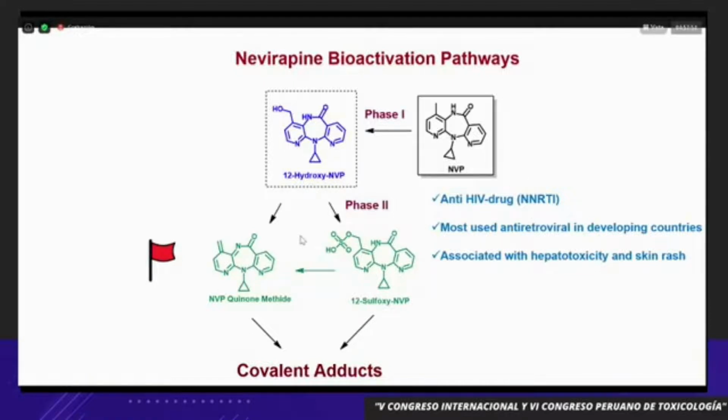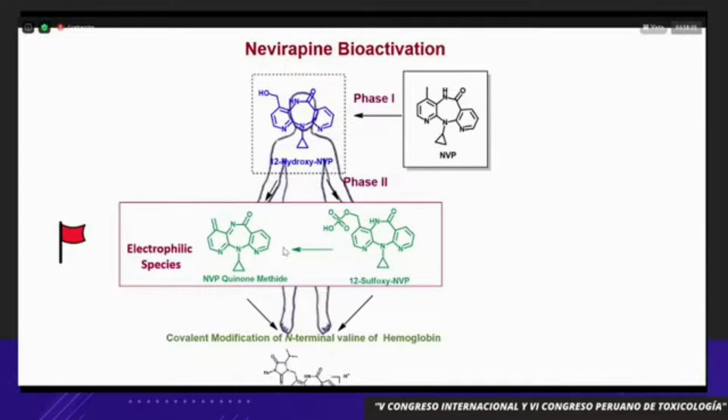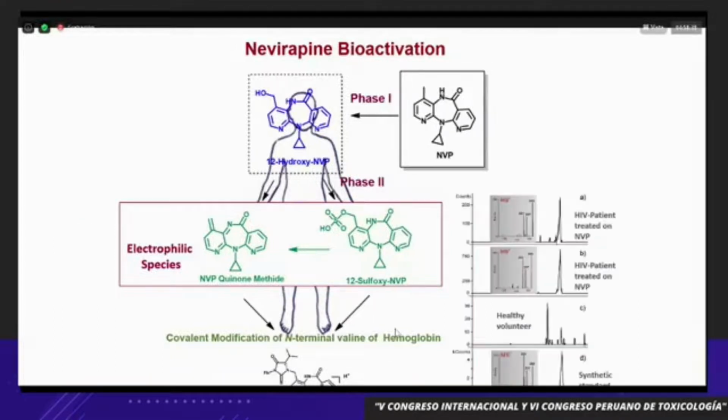Once again, we tried to obtain some in vivo evidence for this potential bioactivation pathway. To do this, we used a procedure very similar to the one I have just described for abacavir. We tried to monitor the formation of covalent adducts derived from these two metabolites with the N-terminal valine of hemoglobin. Once again, we started by synthesizing the 12-hydroxy metabolite and preparing the synthetic standards of the hydantoin expected to be formed from these two reactive metabolites. This allowed us to identify the formation of this type of covalent adducts in HIV patients on nevirapine therapy.